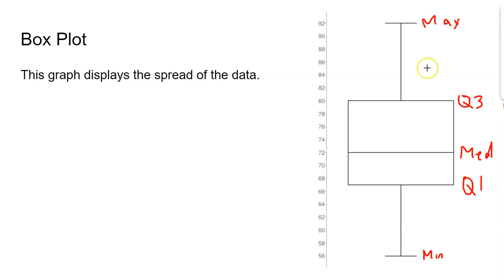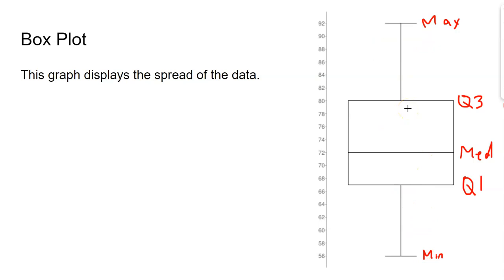Now notice it's not completely even. This side of the box is thinner than this top side. Again, it's to show you the spread of the data. When you order all the values like this in an even manner, it shows you that most of the values are closer to 56, as the median is closer to the minimum than it is to the maximum.